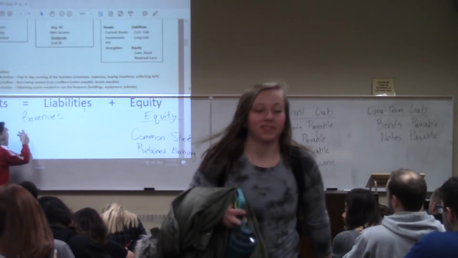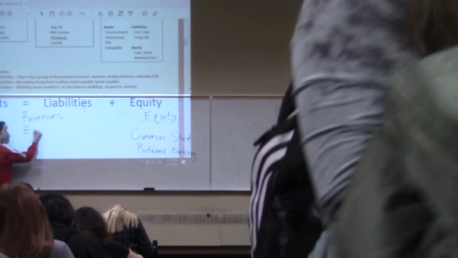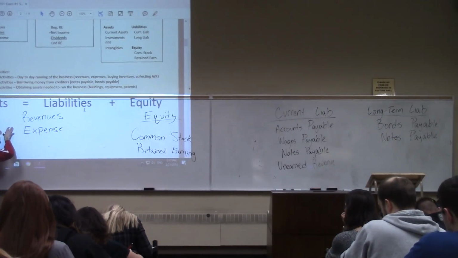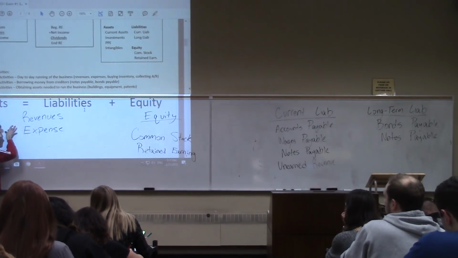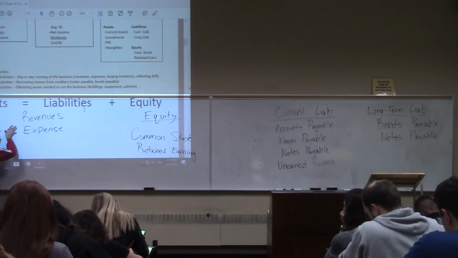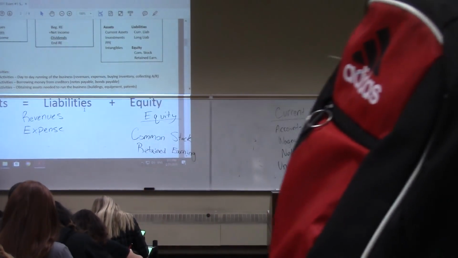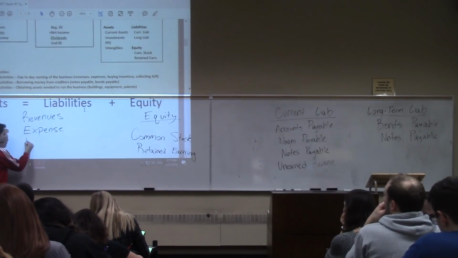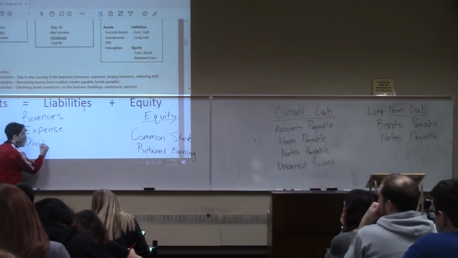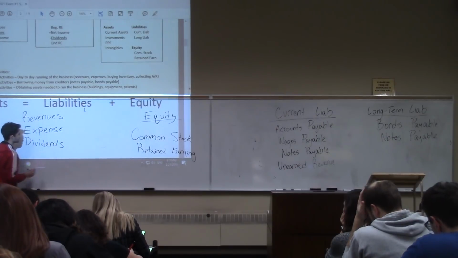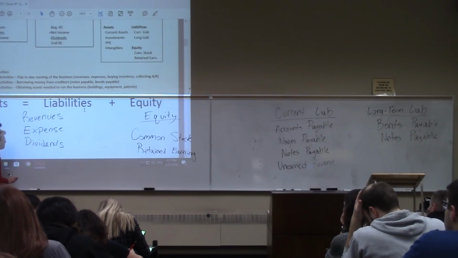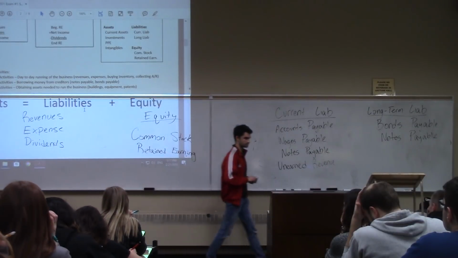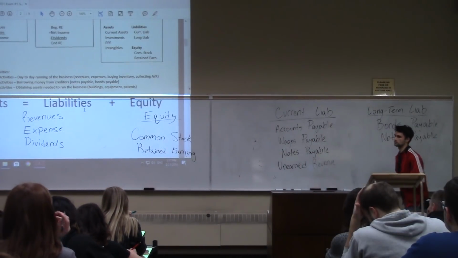We all know what revenues are. Same thing with expenses, any type of expense: wages expense, depreciation expense, interest expense. We've also got dividends, when we pay out dividends. That's pretty much it for equity. Any questions so far?